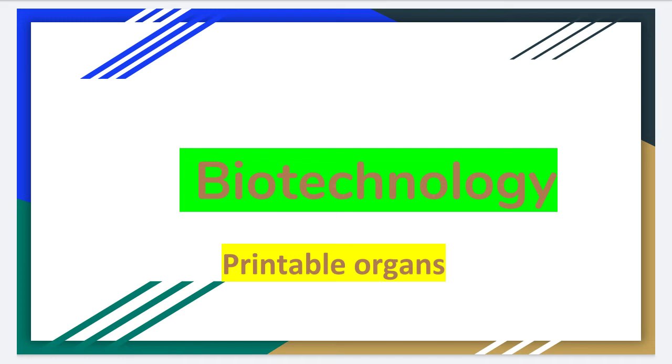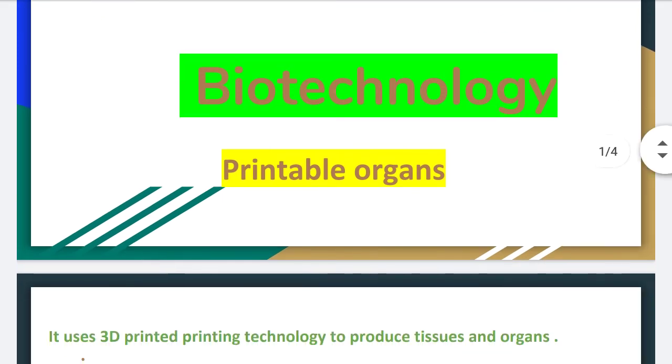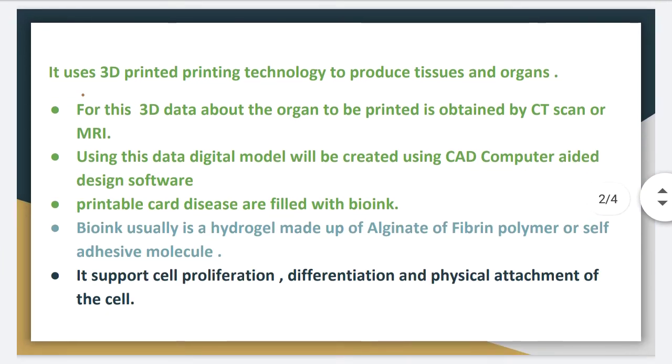The basic requirement is to print the organ in 3D, because we have to print this organ and then transplant it into the body. In this video we will discuss the steps required for organ printing. And the first step is that we require data.